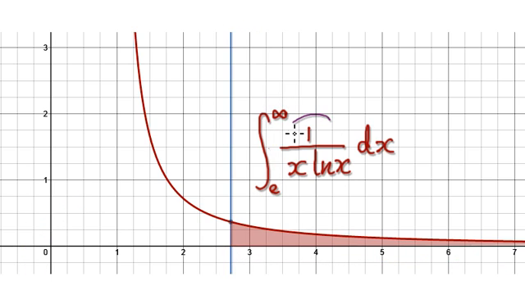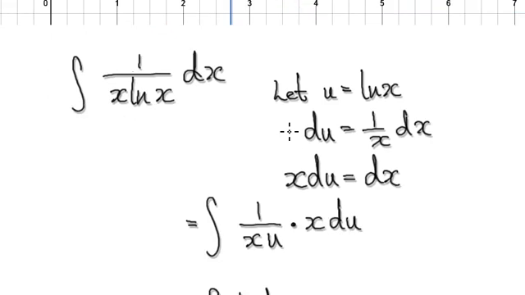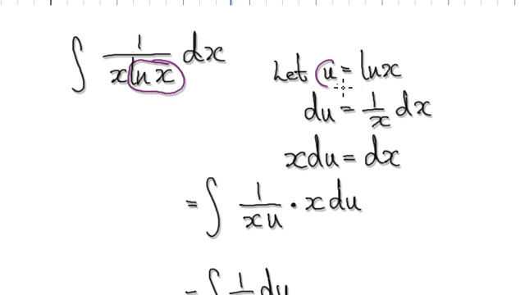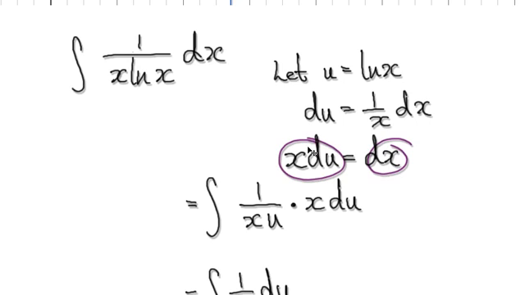Okay, so to do this, let's just try and integrate this. Forget the bounds for the time being. To integrate this, make this substitution. Let u be natural log of x. Then differentiate both sides. We've done this before, so you should know this by now. So dx equals this thing here.